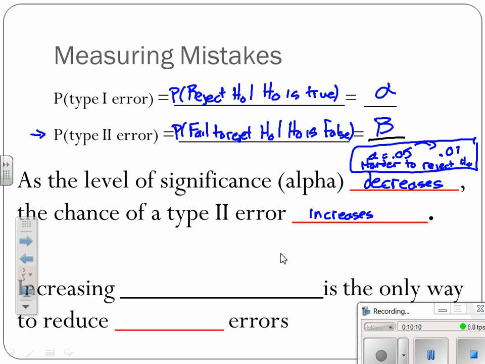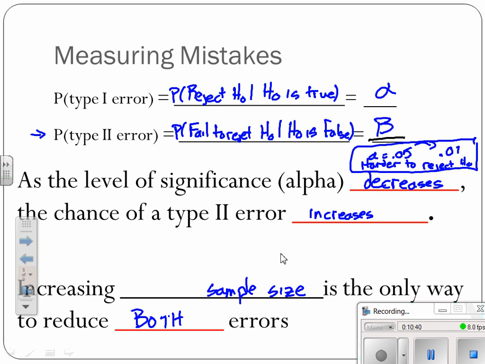The big thing to realize is that the best way to reduce both types of errors is to increase sample size. If we increase sample size, that's how we're going to reduce both errors. The more things we have in our sample, the less likely it is we get something strange.